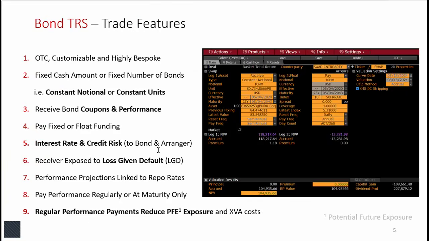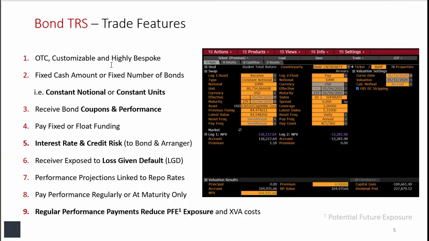Now, trade features of bond TRSs. I've got a Bloomberg screenshot here. I think the underlying bond in this case was Apple Corp in the US. What I wanted to draw your attention to, in terms of trade features, is that bond TRSs are OTC products, so they're highly customizable, highly bespoke. We typically are funding a bond purchase, and we want exposure to the coupons and the performance. That's the typical use case for a bond TRS.